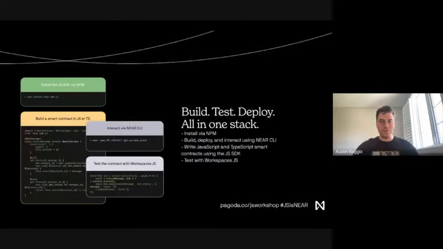So what does this actually mean in practice? One of the things that we love so much about building our JavaScript applications is that we can just install packages via NPM. And the JavaScript SDK is no different. It's a simple install via NPM. You can interact with the contracts using our CLI. You can build and deploy with our CLI, and you can literally write the contracts in JavaScript or in TypeScript, and you can test it with our Workspaces framework, which also has a JavaScript implementation. So the entire scope of your application can all be written in JavaScript.